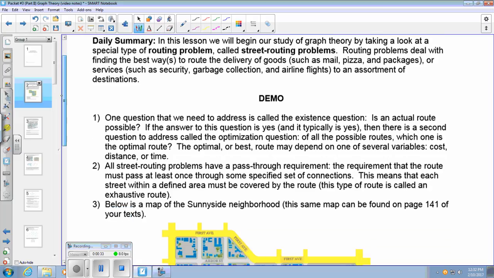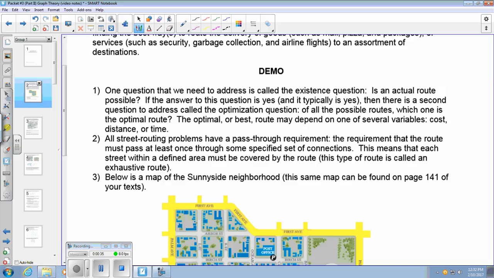In today's demo, we're going to start off with one question that we need to address, which is the existence question. Is an actual route possible? The answer to this question is yes, and it typically is yes. Then there's a second question to address called the optimization question. Of all the possible routes, which one is the optimal route? And the optimal or best route may depend on one of several variables: cost, distance, or time.